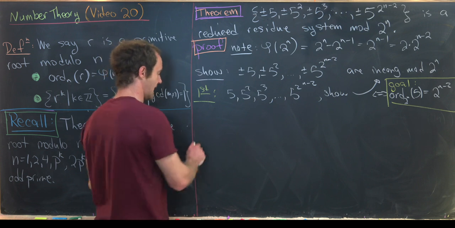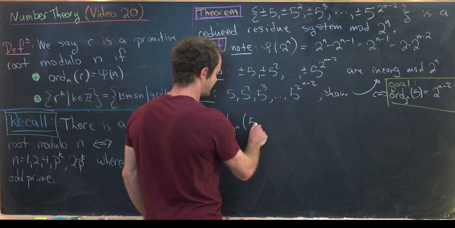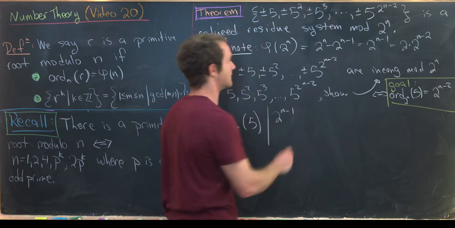So let's jump into that. So we know off the bat that the order mod 2 to the n of 5 divides 2 to the n minus 1.